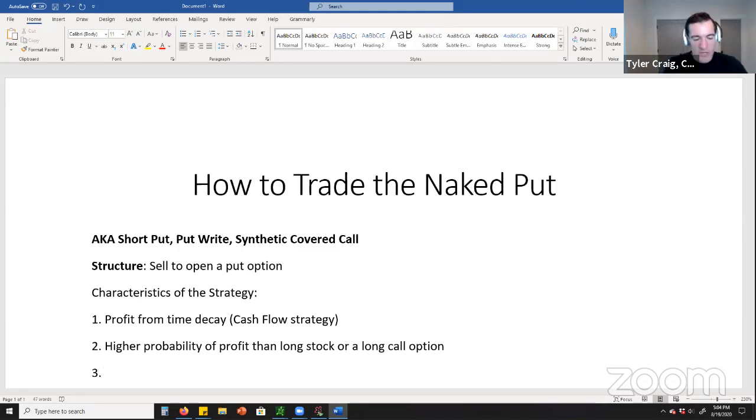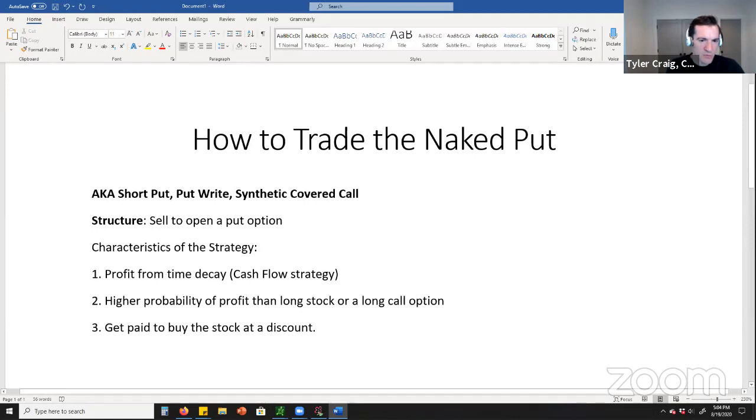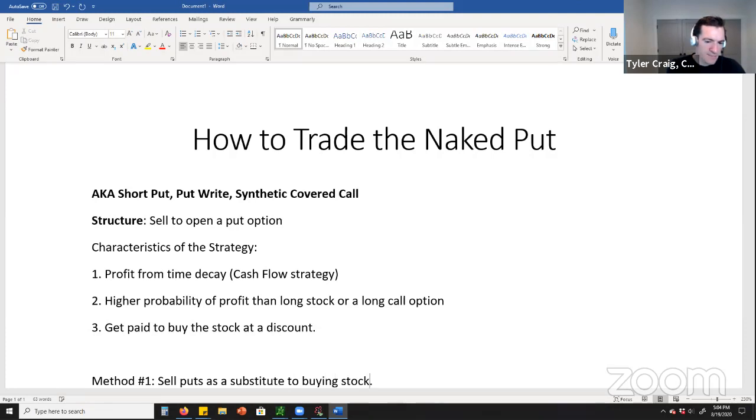You can also use this, let's say it this way, to get paid to buy the stock at a discount. That would be another way that people use puts. So fundamentally, I think there are really two ways that you can go about using naked puts. Method one is you could sell puts as a substitute for buying stock.